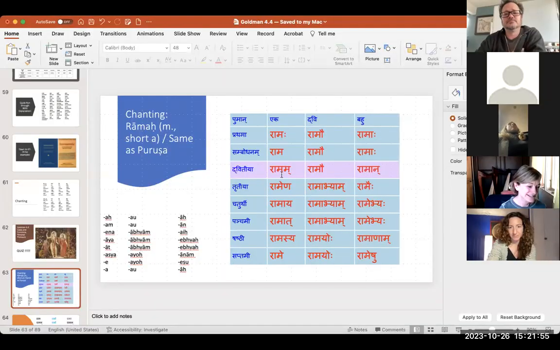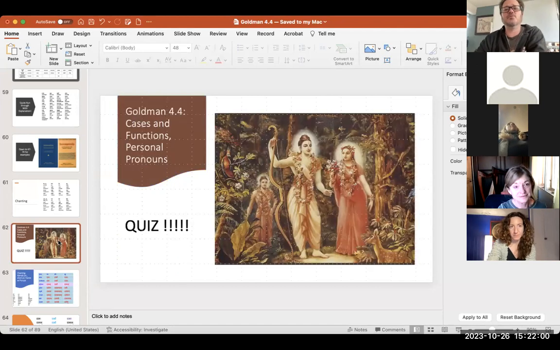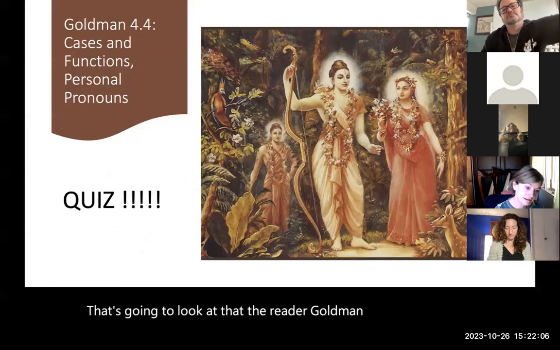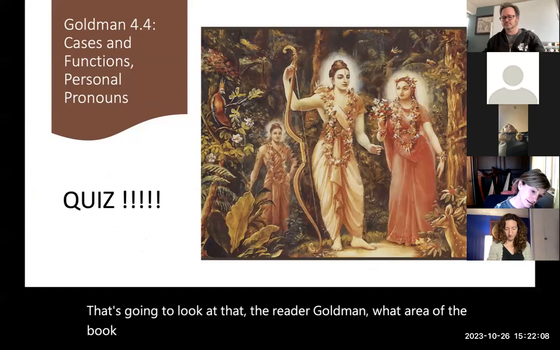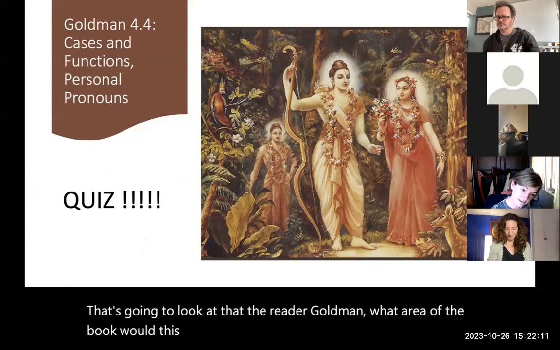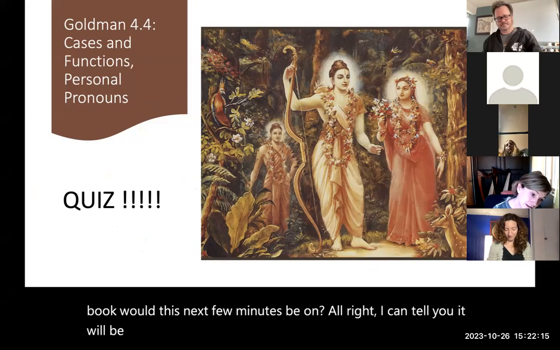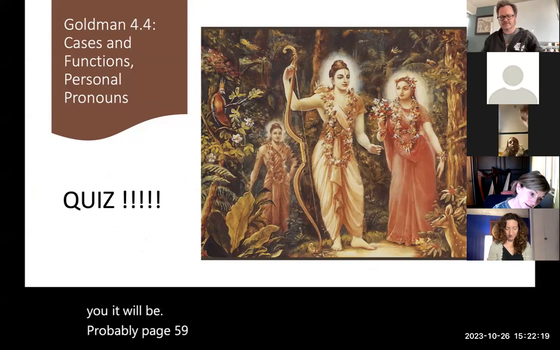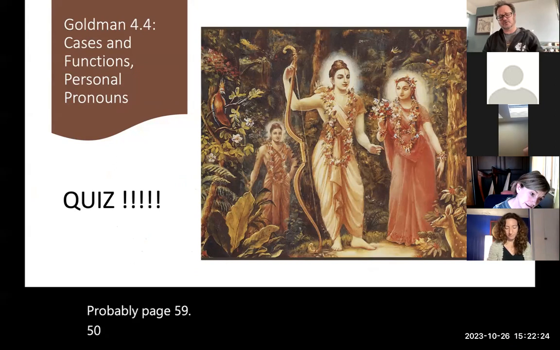No, not really. Yeah, what page are you thinking of in chapter 4? What? Hold on. What do you mean? What page? Well, if I was going to look at the reader, Goldman, what area of the book would the next few minutes be on? All right, I can tell you. It will be probably page 59. 59 through 73.